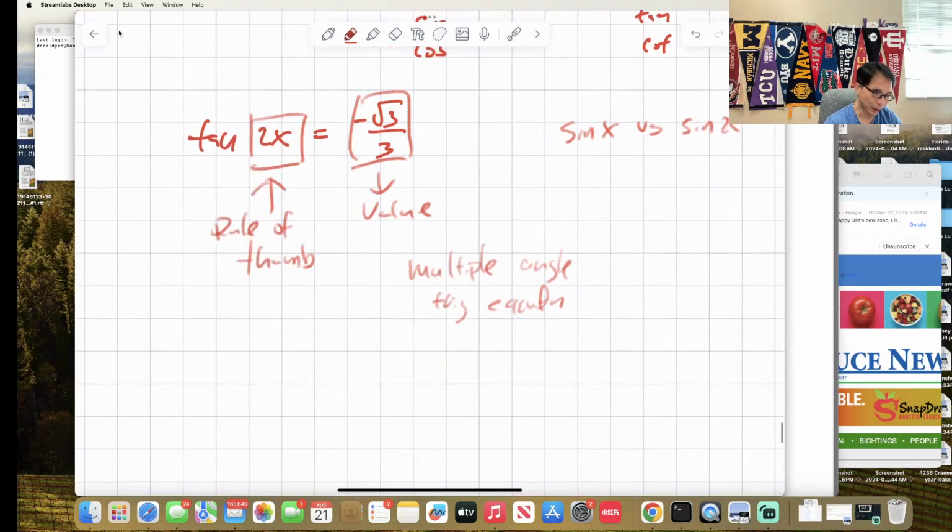And that's why you're going to go with this. You say, okay, that just means when tangent equal to negative root 3 over 3, when tangent equal to negative root 3 over 3 happens where? 5 pi over 6 and what? 11 pi over 6? Are you sure? 11 pi over 6? Yeah.